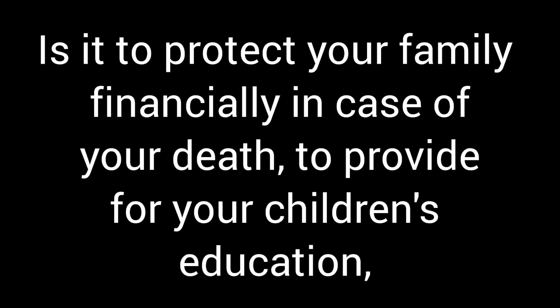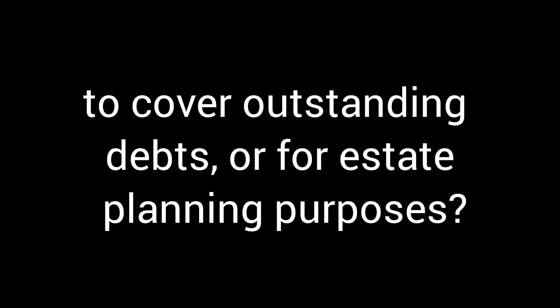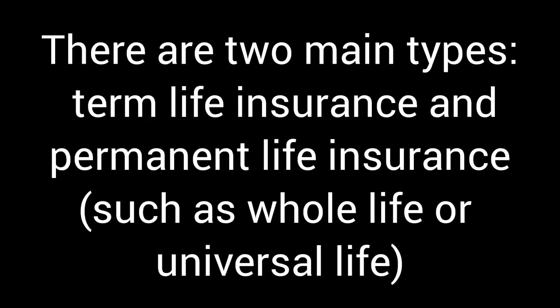Types of life insurance. There are two main types: term life insurance and permanent life insurance, such as whole life or universal life. Term life insurance provides coverage for a specific period, while permanent life insurance lasts your entire life and typically has a cash value component. Research and compare policies. Research various insurance companies, their policies, coverage options, and premiums. Compare quotes and benefits from different providers to find the best fit for your needs and budget.